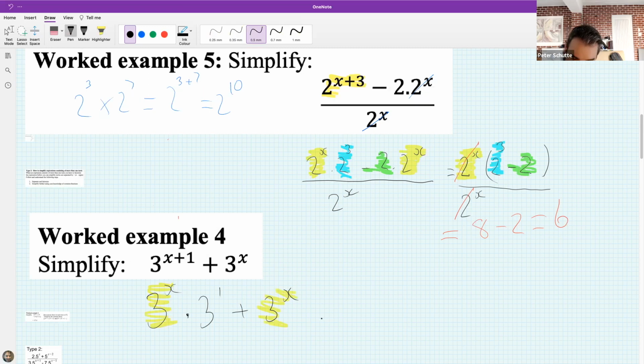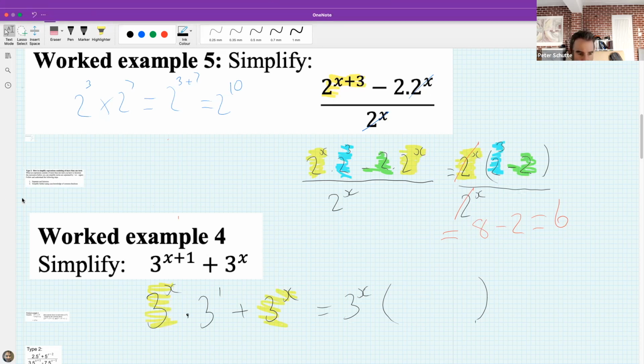Okay, that's great, but I still need to factorize this now. So what is my highest common factor? It's 3 to the x, and I need to write something inside that. What is going to go inside that bracket? I want you guys to tell me in the chat or to raise your hand and tell me how you got what goes inside that bracket.